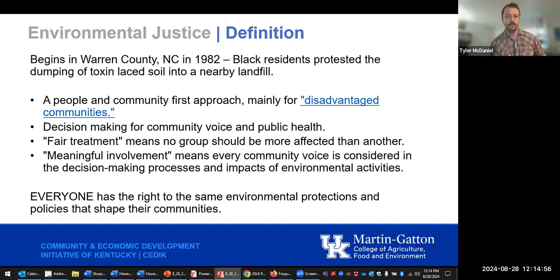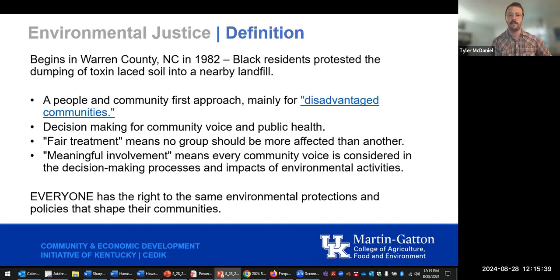Now, since 1982, the definition of environmental justice has grown a lot. And now the way that the EPA and Justice40 Initiative and some of these other things frame environmental justice is they talk about it more as a people and community first approach that affects these disadvantaged communities and other terms like that. And there's a link right here, as you can see, to help determine if your community and your census tract where your particular brownfield might be located is a disadvantaged community. And they use a number of factors to determine what that might be.